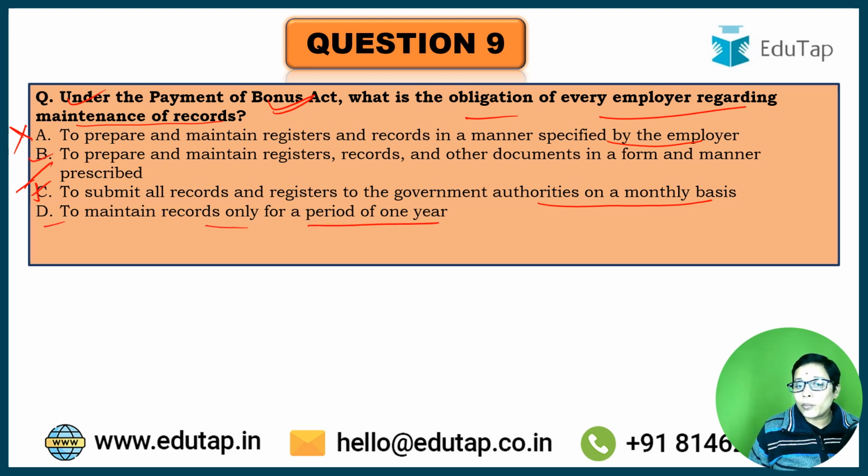To prepare and maintain registers, records and other documents in a form and manner prescribed under this act, whatever the procedure is, they have to do it on that basis, so that whenever the inspector comes, he can check those records properly if he needs to. Okay, so under section 26, the maintenance of registers and records says that every employer shall prepare and maintain registers, records and other documents in a form and manner that has been prescribed. So here in this case B is the correct answer.